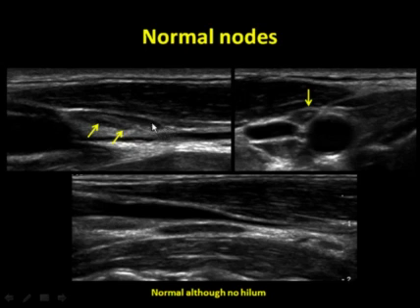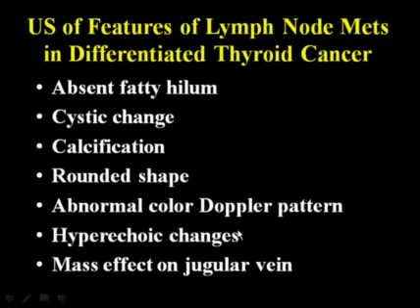A few images of normal nodes. They're typically elliptical or elongated and oval shaped. They have a flattened appearance in the sagittal plane and sometimes can look a little more rounded in the transverse plane. Many of these will have a central echogenic hilum. Here is a picture of a normal node that does not contain a hilum. So simply absence of the hilum is not in and of itself pathologic if the node looks otherwise normal.